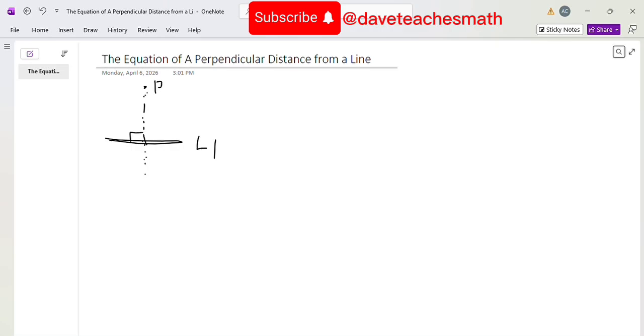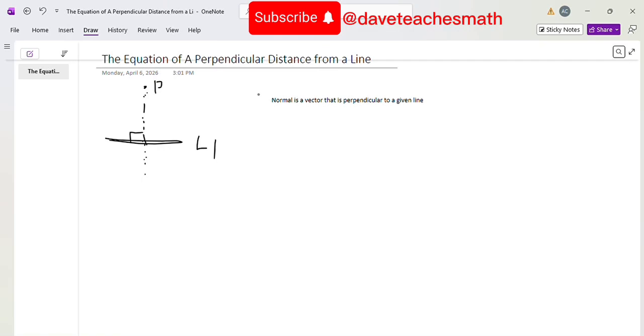All right, now we also know that every line has a normal vector. Now what is a normal vector? A normal vector is a vector that is perpendicular to a given line. So every line has a normal vector along it.